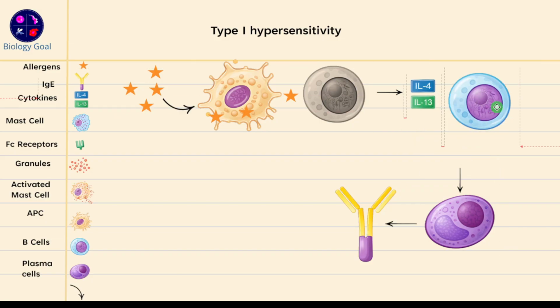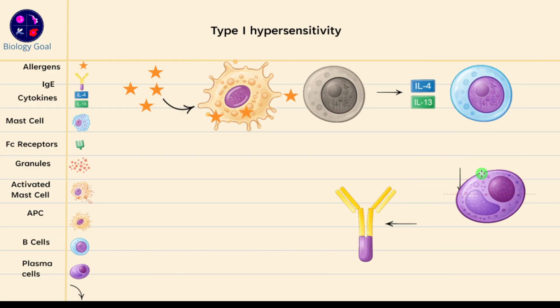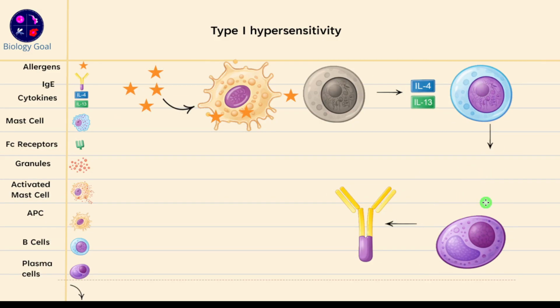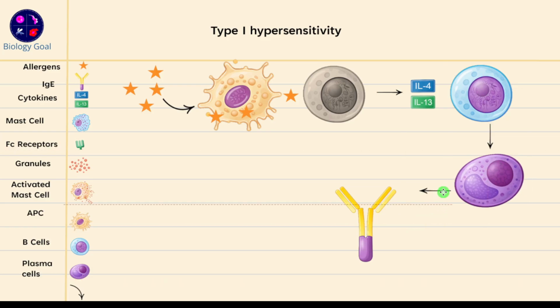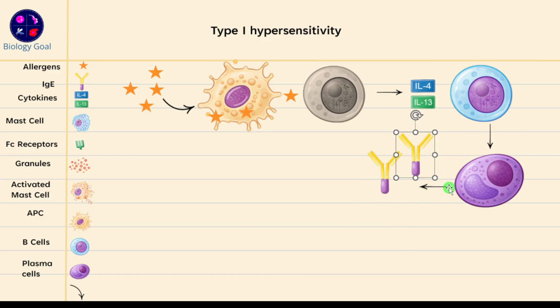So as you can see, this B cell is converted into the activated B cell or plasma cell producing IgE antibodies. Now these are IgE antibodies, and you will not have just one antibody produced. You will have multiple antibodies. So let's create multiple antibodies so that it is clear. Now what is going to happen? This is going to interact with mast cells.